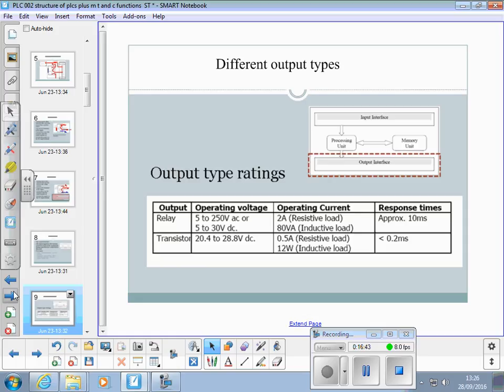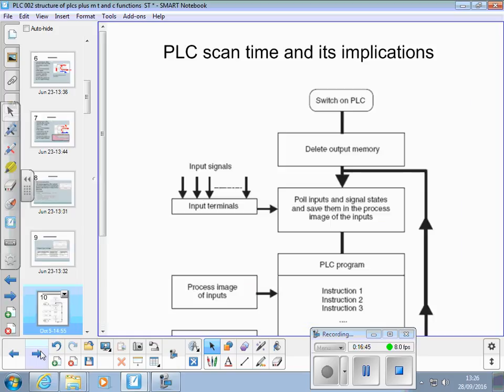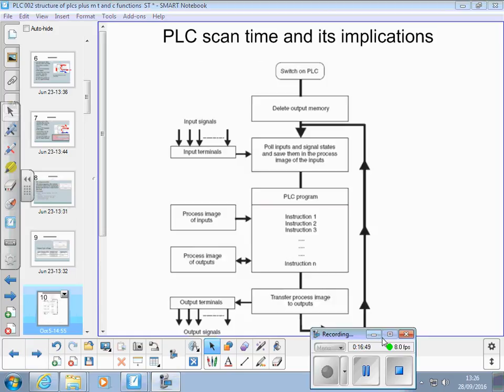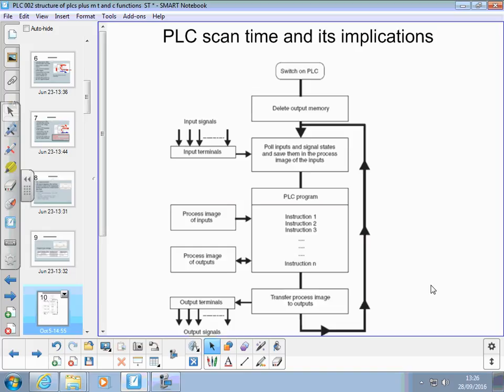On the next slide, I just need to pause this. What we're looking at here is going to go through the way the PLC deals with your program and the implications around the way it deals with it.